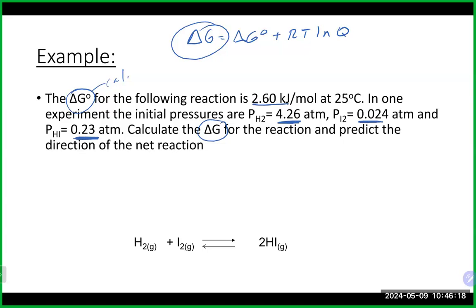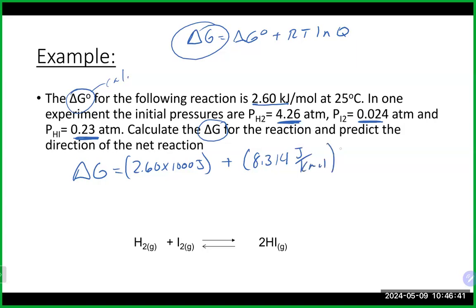So in this case, we have everything that we need. We again just want to be careful of units. I am going to multiply by 1,000 to convert this into joules. And again, this is a plus, not a subtract in this situation. I did that because my gas constant's in joules, so I am not off by that factor. 298 in this case, natural log of our Q.